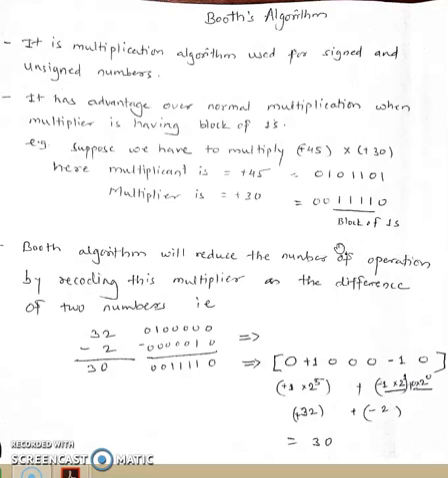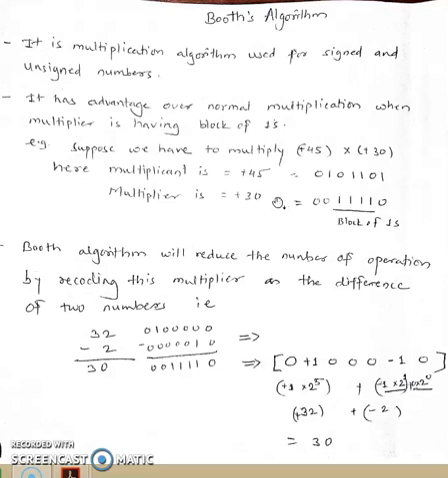Now let's focus on how Booth algorithm reduces this number of operations for the ones in the multiplier. Booth's algorithm is basically applied to the multiplier, so the multiplier has to be recoded. Booth suggests that we reduce the number of operations by recoding this multiplier as a difference of two numbers. That is very important.